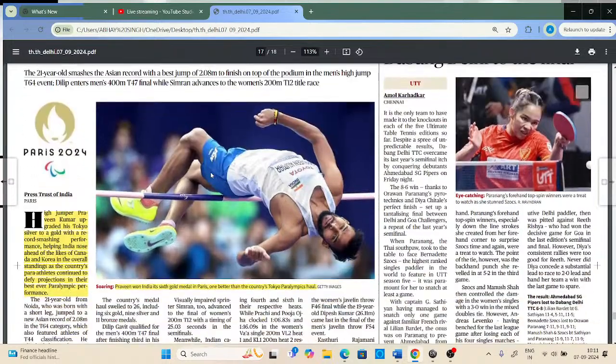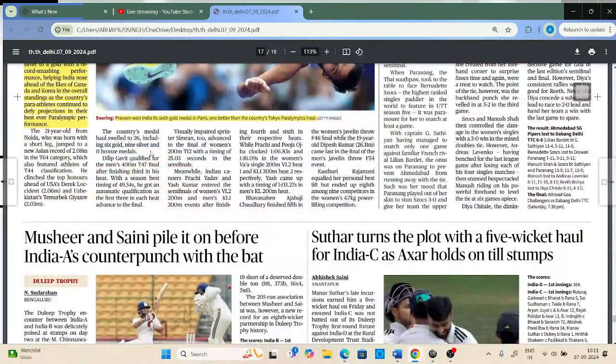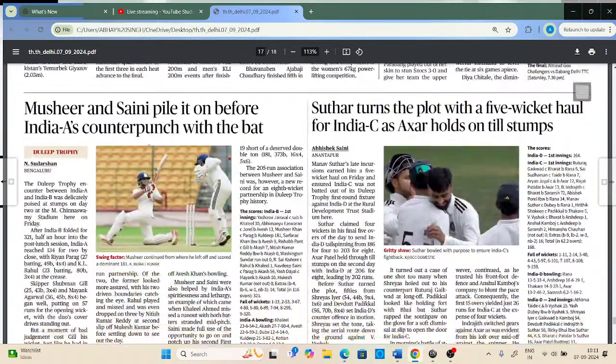Now we are into the sports section. At the 2024 Paris Paralympics, India has achieved a historic feat. We won 6 gold medals at the Paris Paralympics, and it is our highest gold medal tally at any Paralympics. So till now, we have won 6 gold medals at the Paris Paralympics.